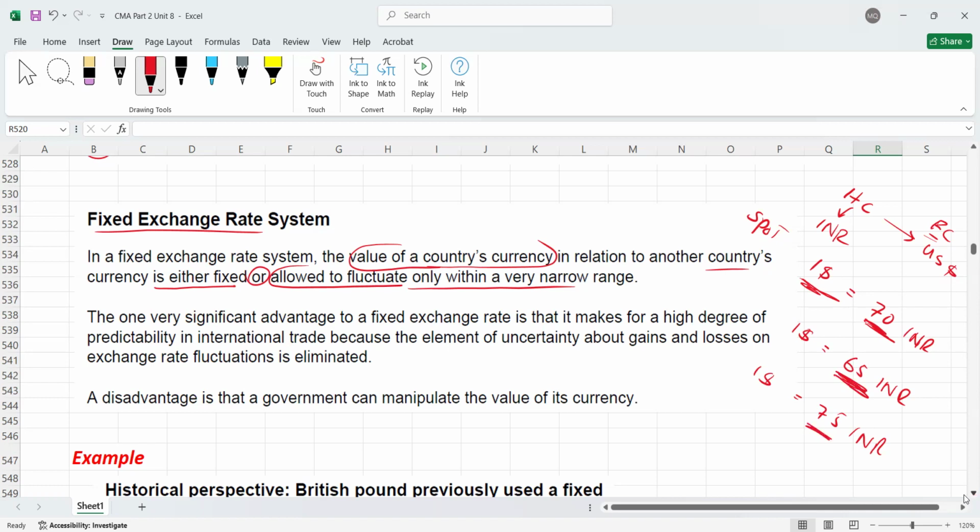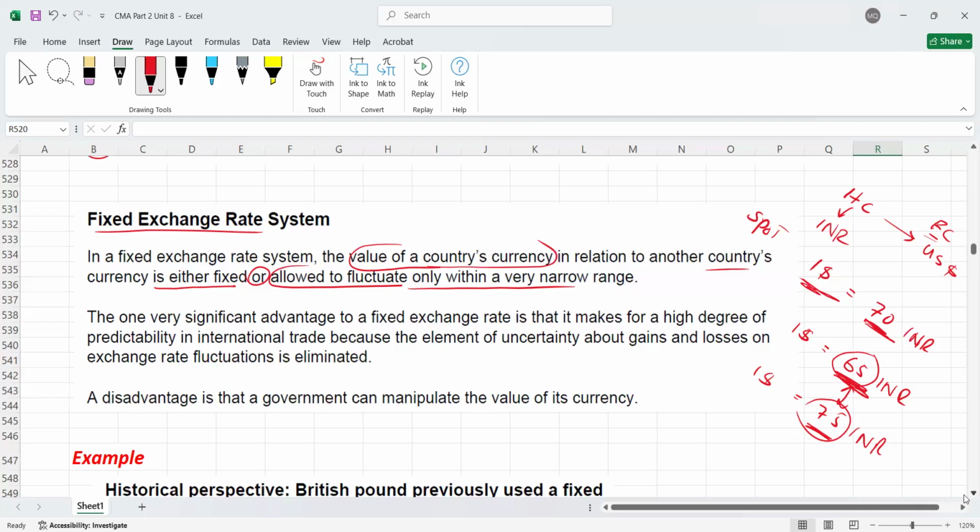In between these two limits, demand and supply will work. Demand and supply of the currency will decide the exchange rate within this range. But if the exchange rate tries to go below this range or above this range, the Indian government will intervene. For example, the central bank will intervene. They will buy or sell currencies to bring the rate back within these limits.